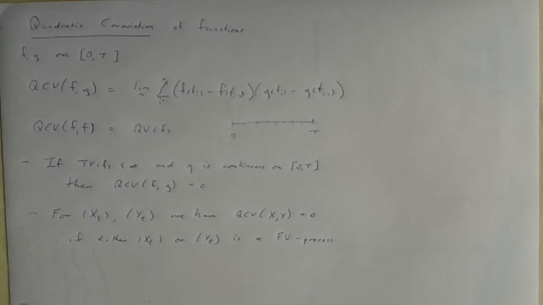That then leaves us with the question of, well, what if we have two more typical Ito diffusions? What's their quadratic covariation? Then perhaps we'll get something that's not 0.